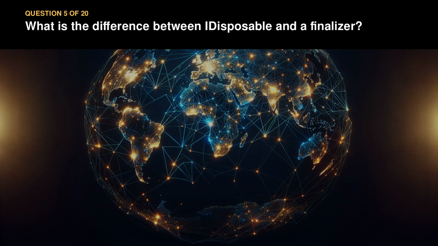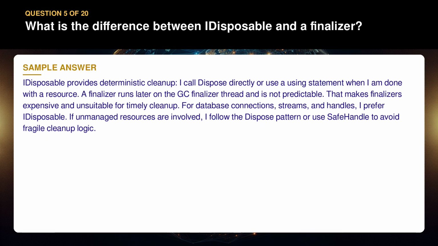Question 5. What is the difference between IDisposable and a finalizer? IDisposable provides deterministic cleanup. I call Dispose directly or use a using statement when I am done with a resource. A finalizer runs later on the GC finalizer thread and is not predictable. That makes finalizers expensive and unsuitable for timely cleanup.